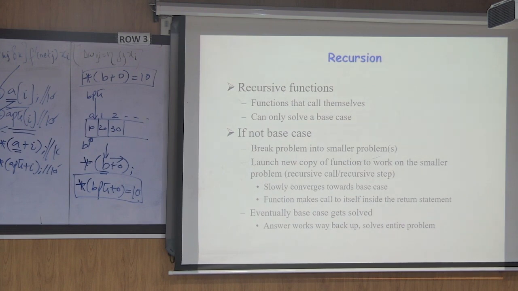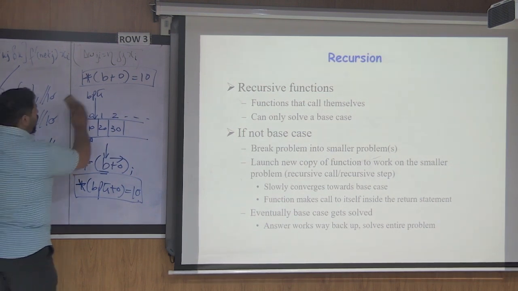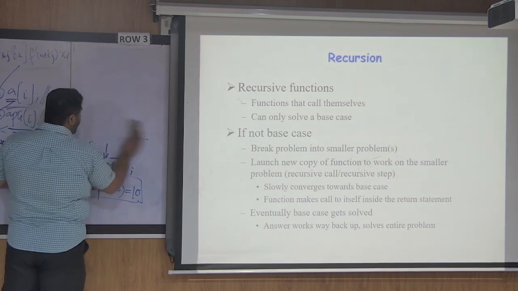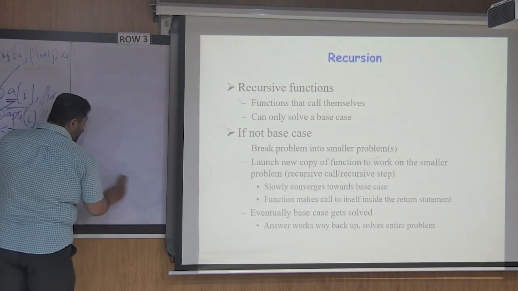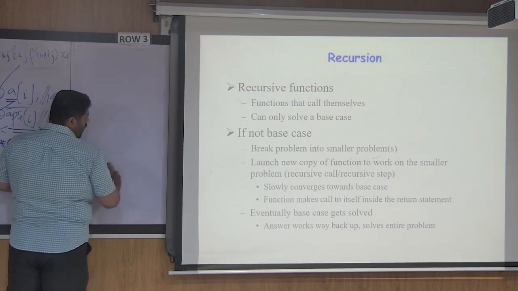If we compare it with iteration, in simple looping, the loop breaks when the condition is false. Comparing it with recursion, it breaks when we achieve the base case. So we'll try to discuss the problem over here and try to understand the concept of recursion.